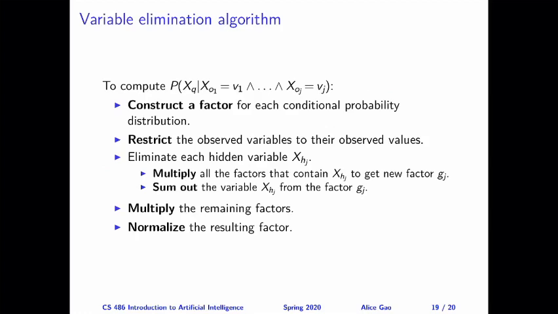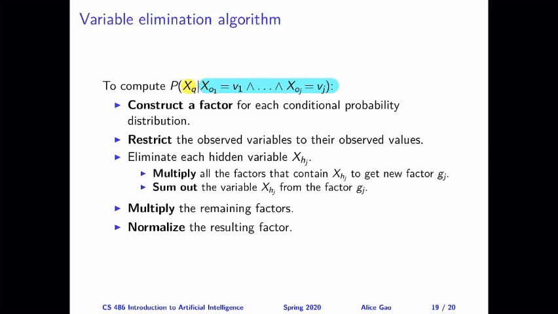The algorithm can be summarized on this slide right here. Suppose we want to calculate a conditional probability. We have one query variable Xq, and we observe values for a bunch of evidence variables. These evidence variables are Xo1 up to Xoj, and each one has an observed value. We may also have some hidden variables. Hidden variables are all the variables that do not appear in the query.